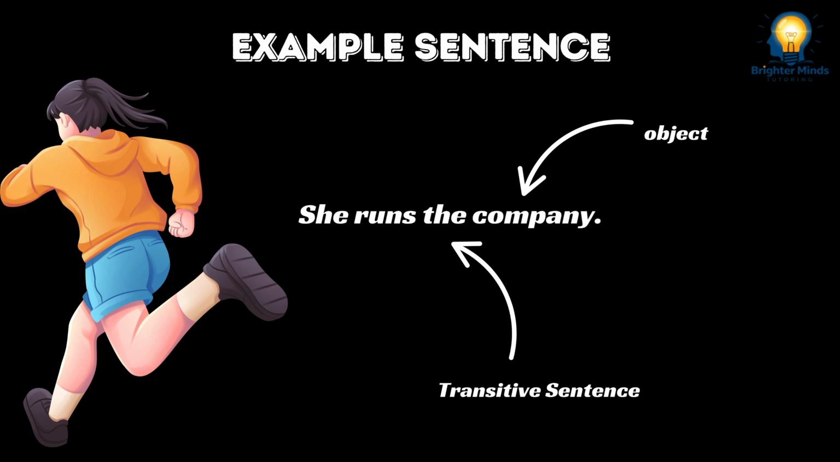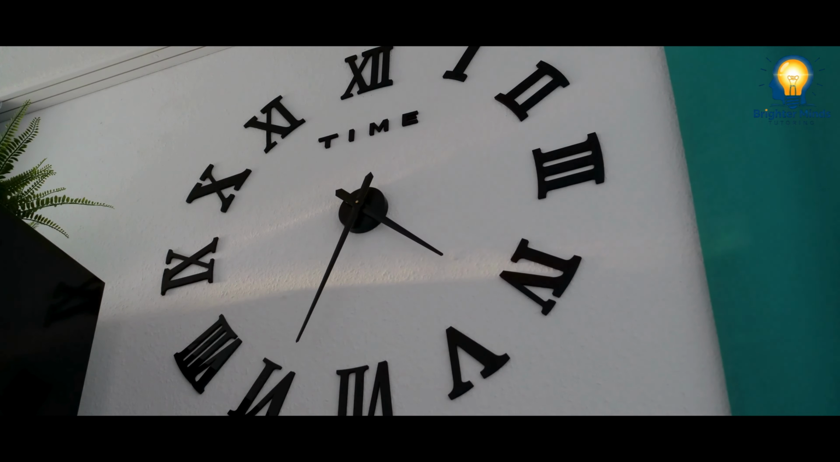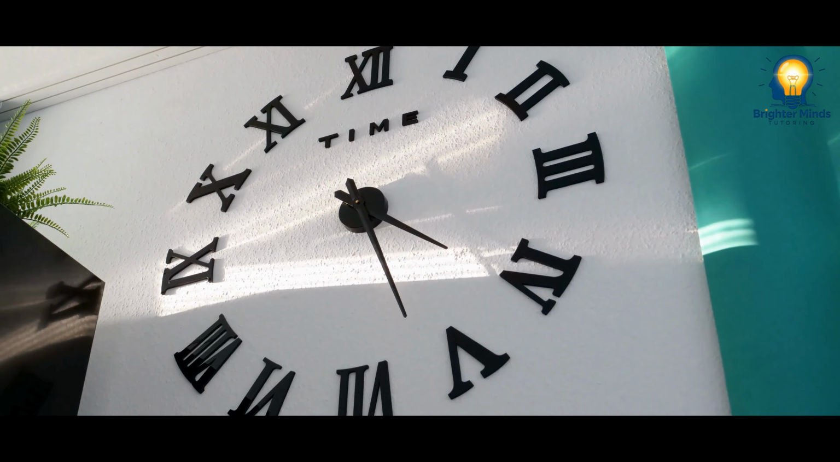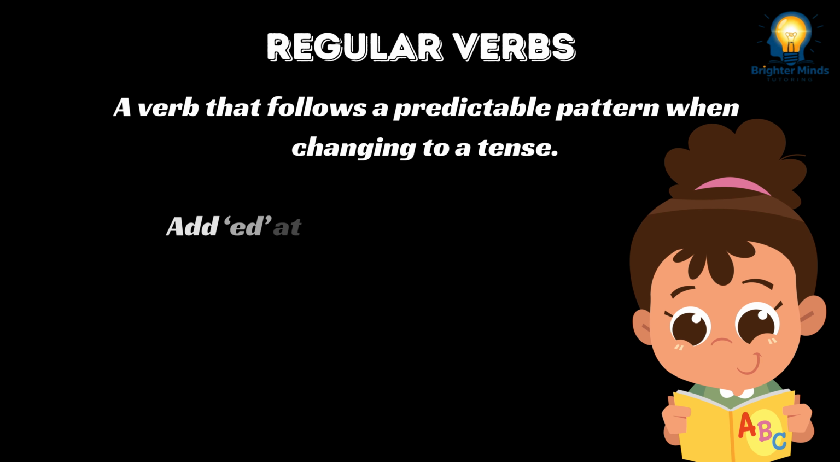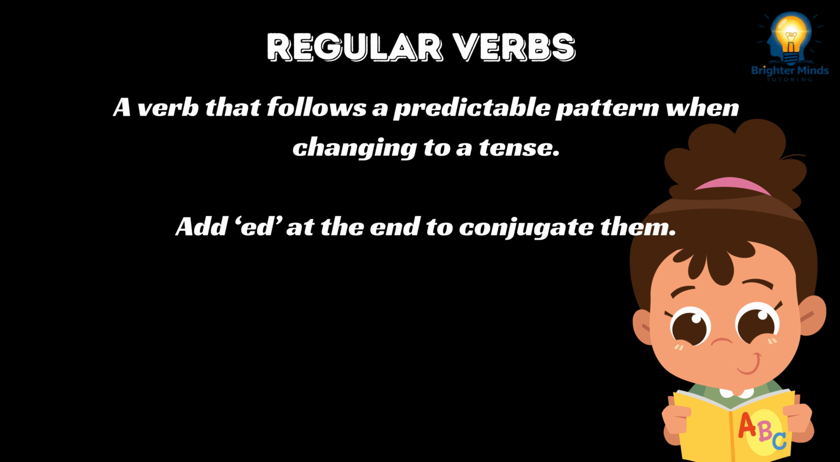Another important way to classify verbs is by how they change when we talk about the past. There are regular and irregular verbs. Now, regular verbs are easy. They follow a simple pattern. To make them past tense, we just add ed to the end.